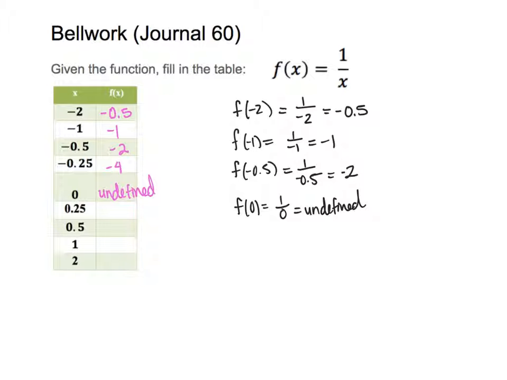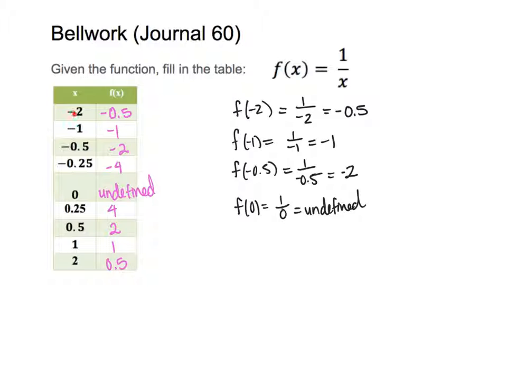In the next one, we are also plugging in 0.25, but this time it's positive. So if I were to plug this into the function, it's going to be the same answer as before, only this time it's going to be a positive answer. So this is going to be 4. Next one needs to be a +2 then if I plug it in. And if you don't believe me, you can go ahead and plug it in and see if that's the case. If I plug in 1 into this denominator, I get +1. If I plug in 2, I get +0.5. And I have filled out my table here.